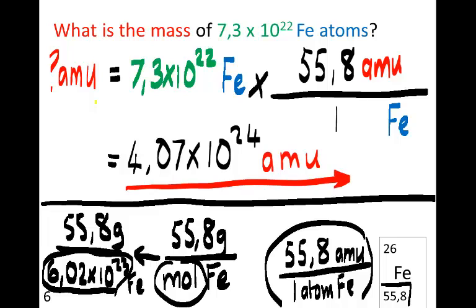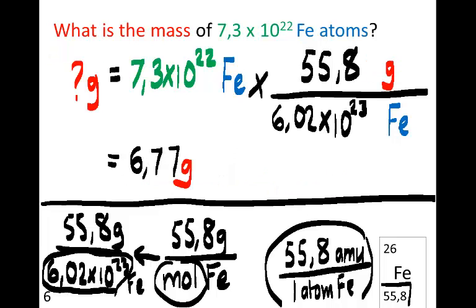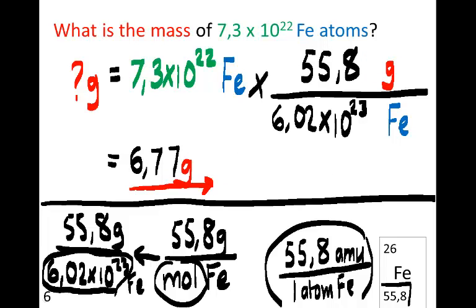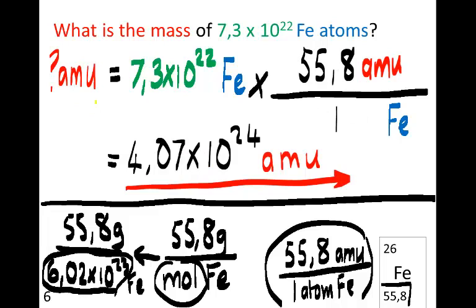And this mass here is the same mass as this mass. 6,77 grams is 4,07 times 10 to the power 24 amu. They're just written in different ways. One's in grams, one's in amu, but that's the same quantity of substance. It's the same mass. And you can see if you divide this number here by Avogadro's number, 6,02 times 10 to the power 23, then you get this number 6,77, because the conversion between amu and grams is Avogadro's number.